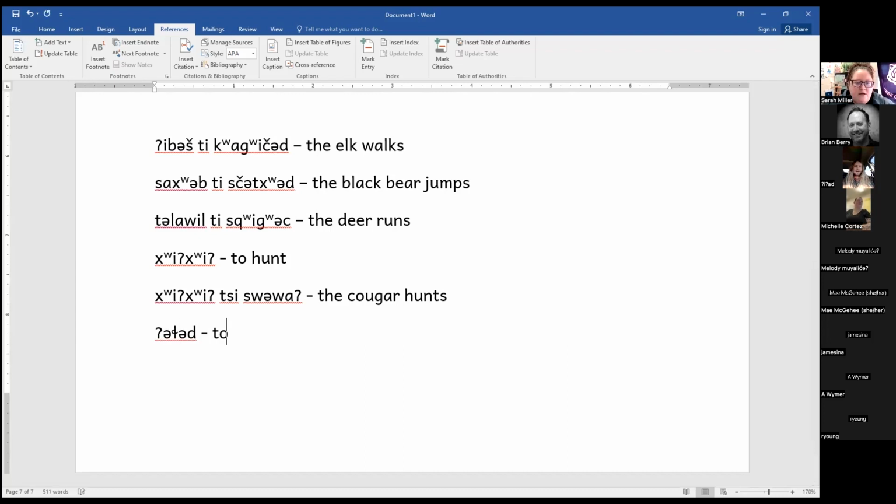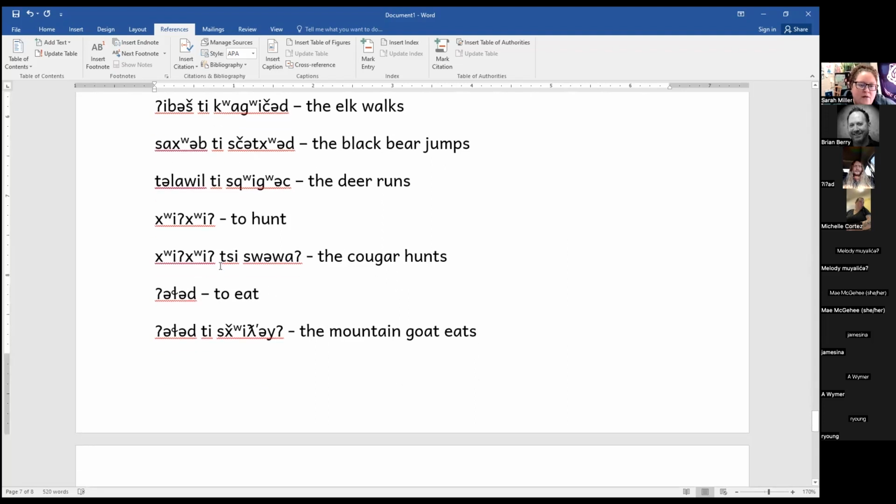Ushlud. Ushlud is to eat. Ushlud T squeak-ite, mountain goat. So Ushlud T squeak-ite.